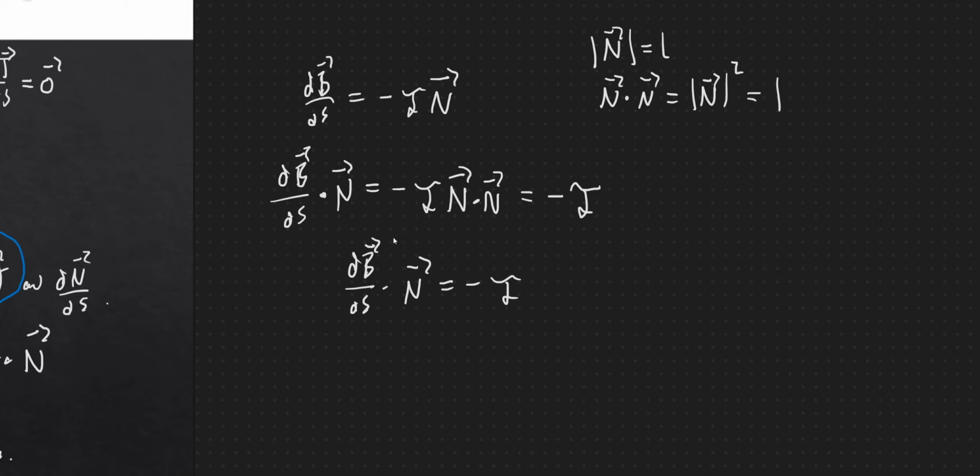Or if I want, I can throw this negative on the other side and say tau is negative dB/ds dot N. So in order to calculate torsion, we're going to be finding this dB/ds, taking a derivative, and dot producting it with the unit normal vector. So we'll need to find a few things to get a hold of torsion. It's not an easy calculation because we need to get a hold of these things, and that takes a little bit of work. But nevertheless, here's a really nice formula for torsion.